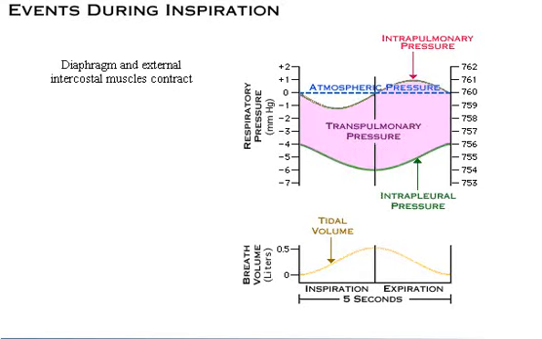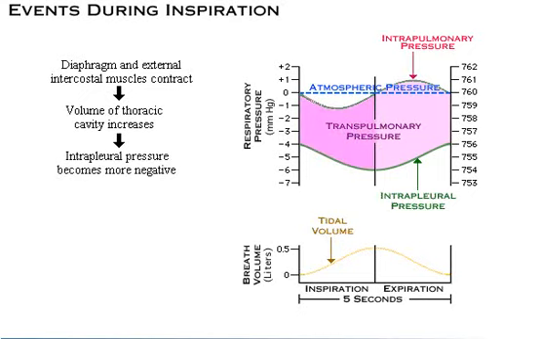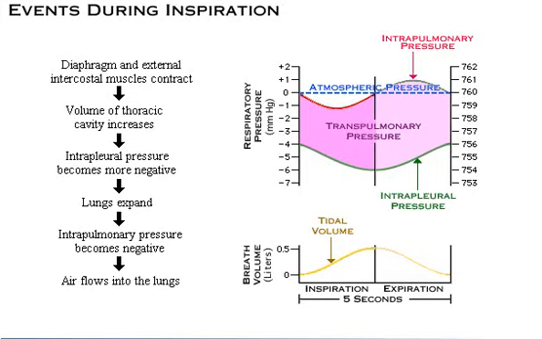During inspiration, the diaphragm and external intercostal muscles contract, increasing the volume of the thoracic cavity. This causes the intrapleural pressure to become more negative, which increases the transpulmonary pressure, which causes the lungs to expand. The expansion of the lungs lowers the intrapulmonary pressure below atmospheric pressure. Air, following its pressure gradient, now flows into the lungs. As you watch the graph, notice how the three pressures change together.